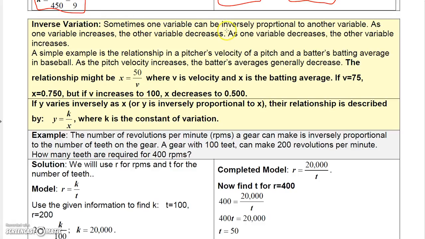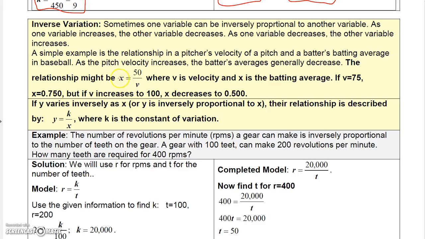Sometimes one variable can be inversely proportional to another variable. And now we're going to talk about inverse variation. So as one variable increases, the other variable decreases. As one variable decreases, the other variable increases. A simple example is the relationship in a pitcher's velocity of a pitch and a batter's batting average in baseball. As the pitch velocity increases, the batter's average generally would decrease.